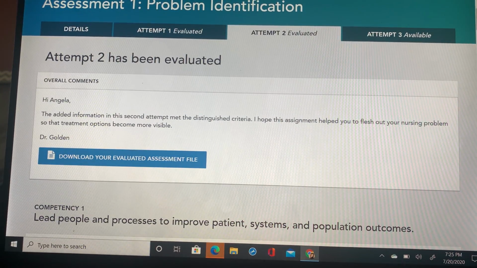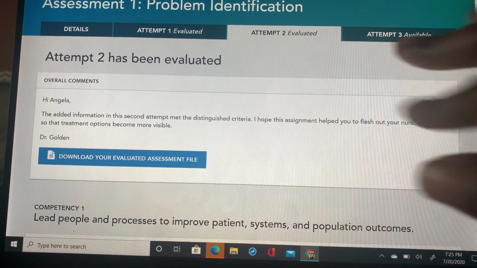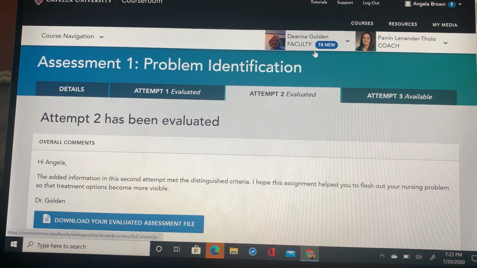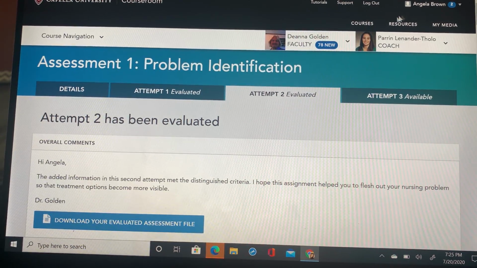Hi Angela, the added information in the second attempt met the distinguished criteria. I hope this assignment helped you to flesh out your nursing problems so that treatment options become more visible. These assignments really helped a lot. It made me a better nurse, a better informed nurse, I will tell you that. So that was that.